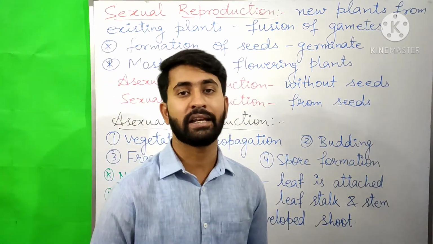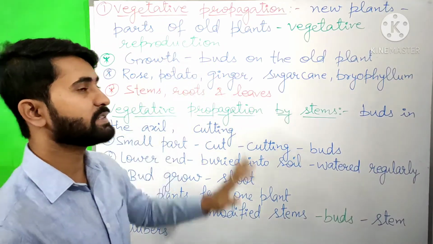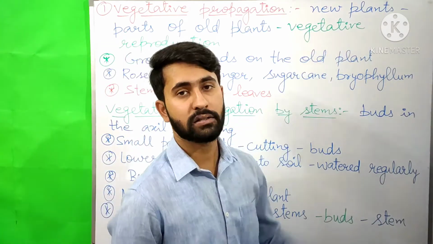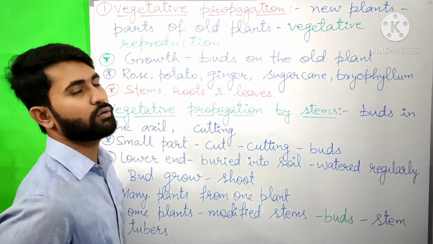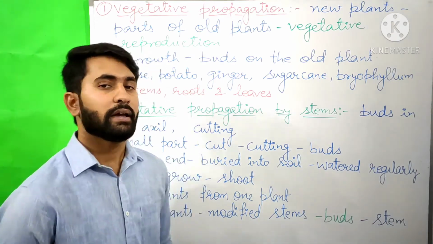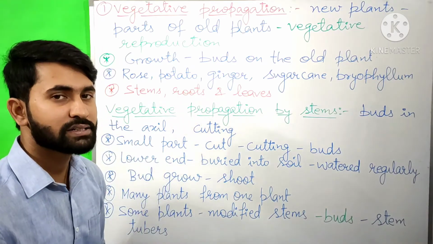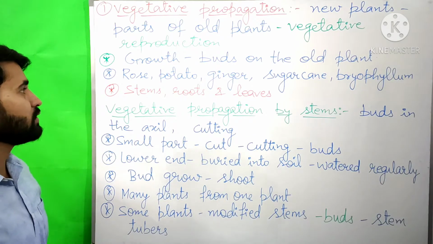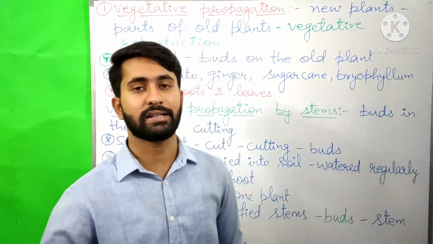And these buds can give rise to a new plant. Vegetative propagation. It is an asexual method of reproduction in plants in which new plants can be produced from the parts of the old plants like stem, roots or leaves. It is also known as vegetative reproduction. Some plants which are generally reproduced by vegetative propagation are rose, potato, ginger, sugarcane, bryophyllum, cactus, grapes.